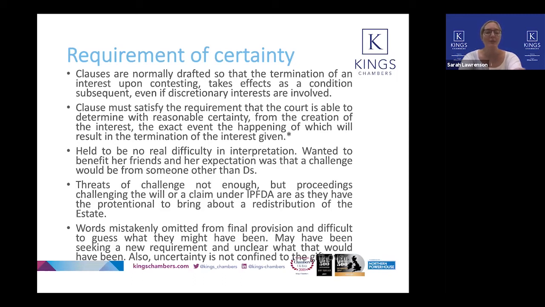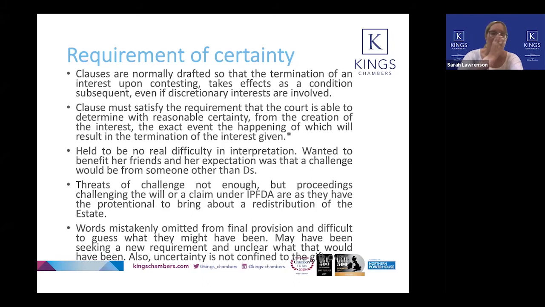And therefore anybody who brought a challenge against their interests would benefit by gaining, in effect, the entirety of her estate. However, the wording in her will, which was, in the codicil, "should they wish to contest or disagree with my will," Mind tried to argue that that was too uncertain.